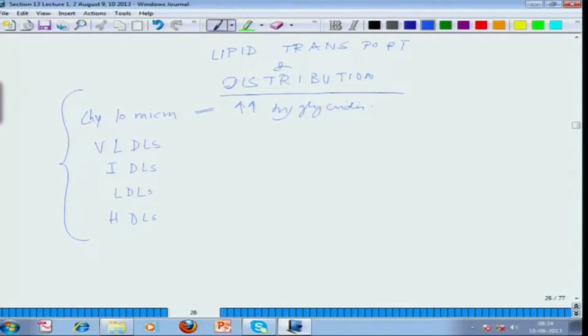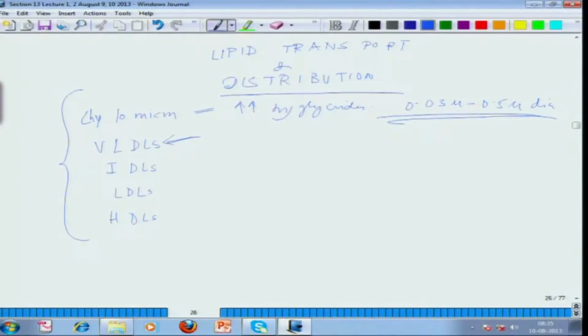Chylomicrons are the largest lipoproteins, and their diameter may vary from 0.03 micron to 0.5 micron. Very low density lipoproteins contain triglyceride manufactured by the liver plus a small amount of phospholipids and cholesterol. This is what we mean by very low density lipoproteins.